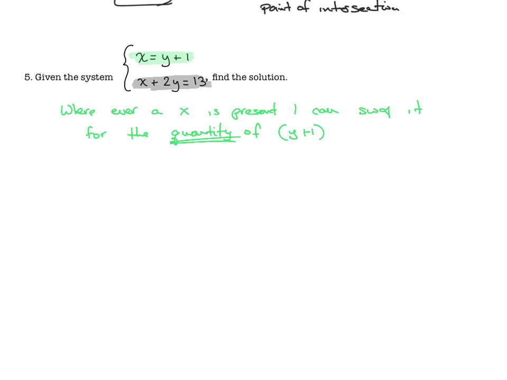So here we go. I take that second equation and I go down to that second equation and, okay, I like to rewrite it again. If you don't want to, you don't have to. But x plus 2y equals 13. And now I'm going to swap out an x and just simply replace it with that quantity. So wherever I see an x, so here's an x, I'm going to pluck it out of the problem, and I'm going to put in its place a y plus 1. So the quantity of y plus 1 plus 2y equals 13.